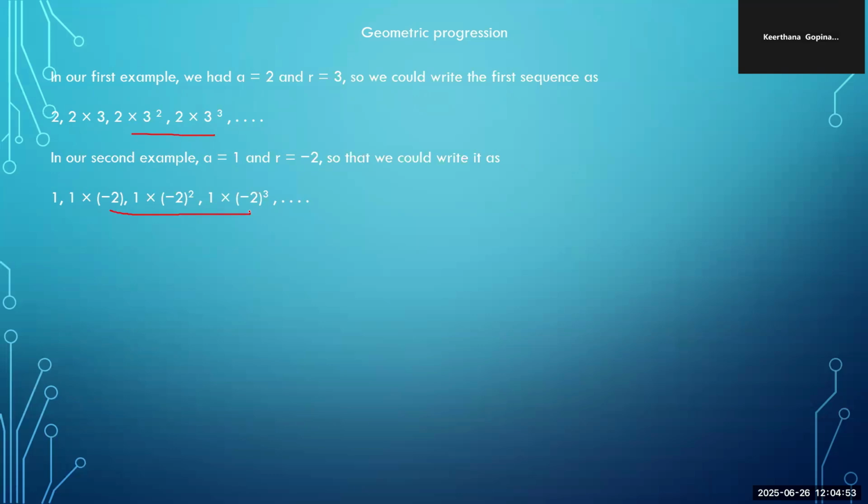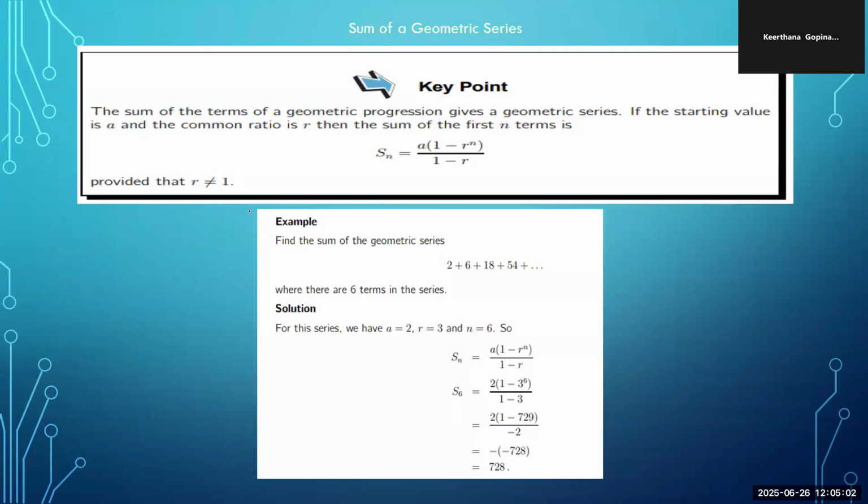This is how a geometric progression always progresses: A into R power n minus 1. Simple. Now, how is the sum? What is the sum? It means the total. What is the total for a geometric series?